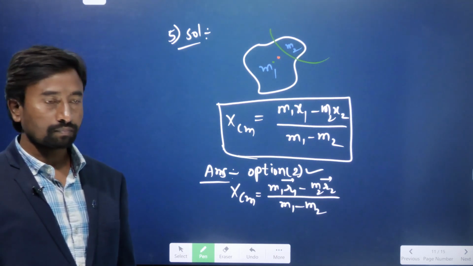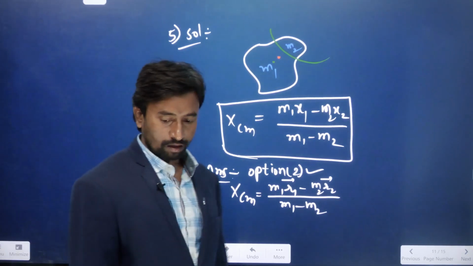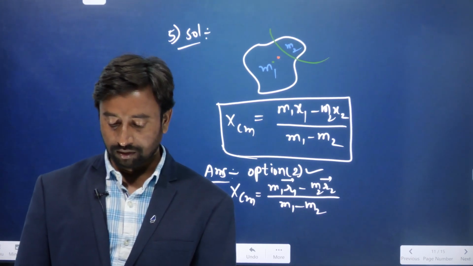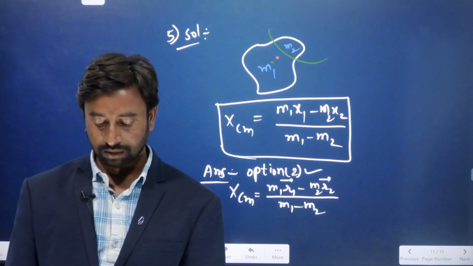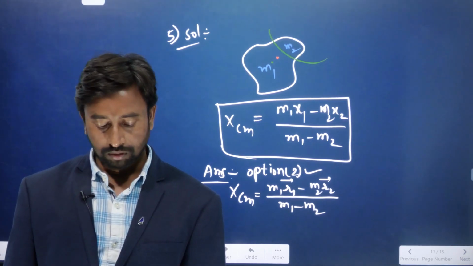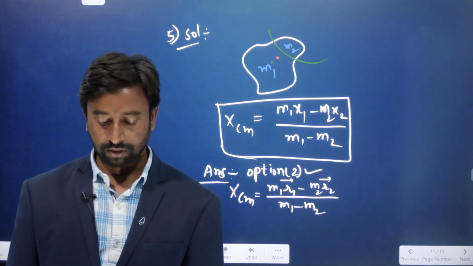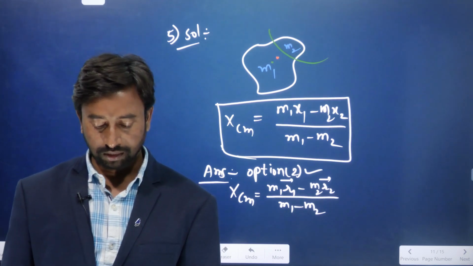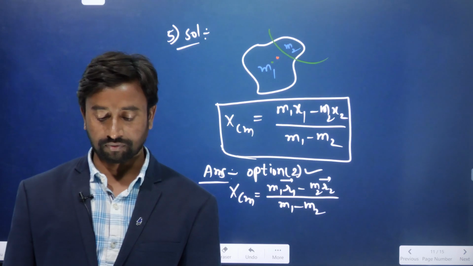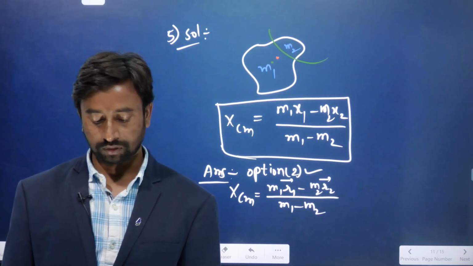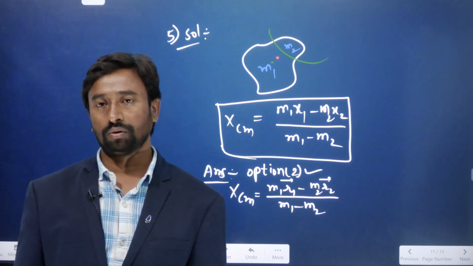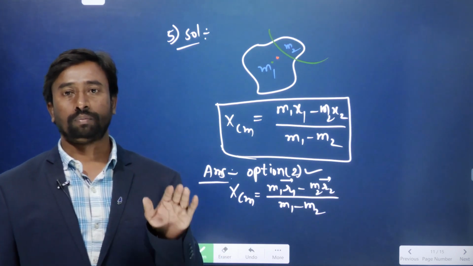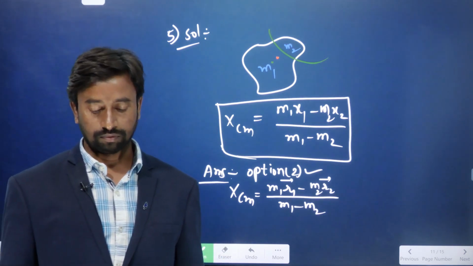So next, the sixth problem. A uniform wire is bent into the form of a rectangle of length capital L and width capital W. The coordinates of its center of mass from the corner are asked. We know that it is a regular shaped body, so the center of mass coincides with the geometric center.